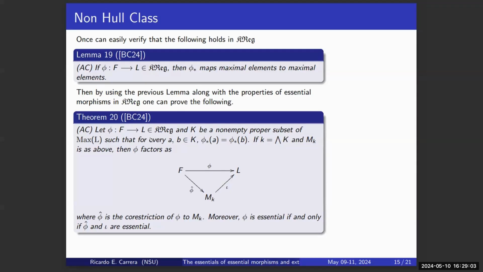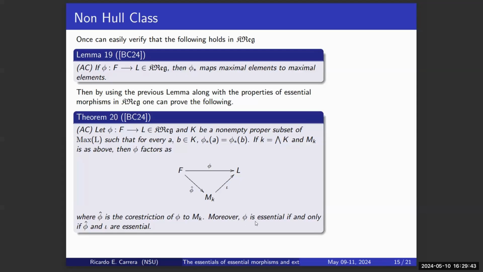If you have phi from F to L in kReg and K is a non-empty proper subset of max L, it could be empty, in which case it's the trivial case, but I just wrote non-empty, such that for every a and b in K, phi star of a is equal to phi star of b. Suppose you have a set meeting these requirements. If you take the infimum of it, call it little k, and let M sub k be defined as above, then phi is going to factor this way, where phi star is the co-restriction of phi to this subframe of L.